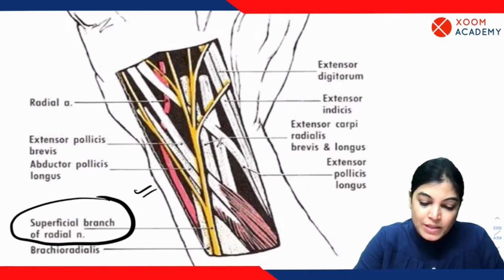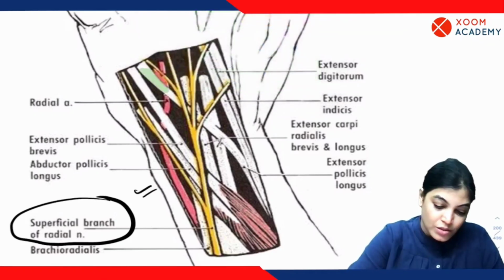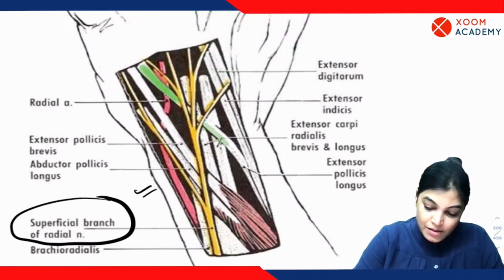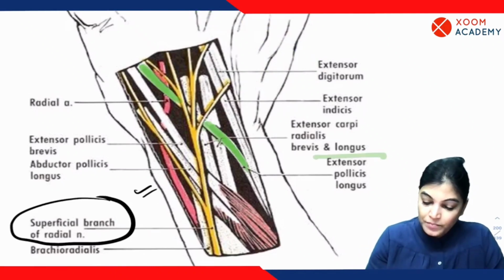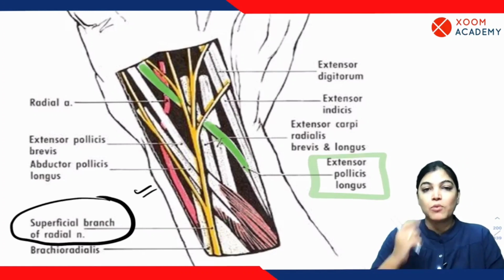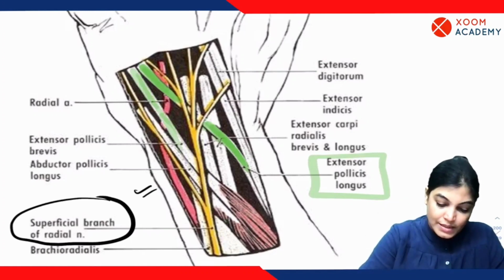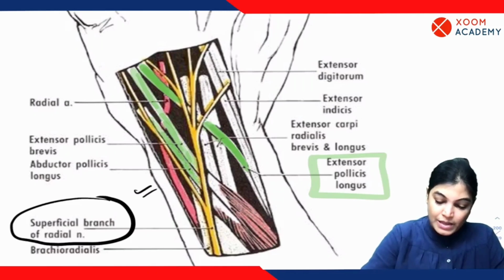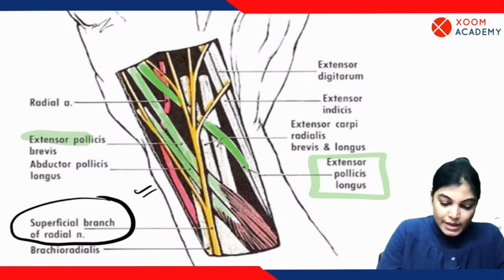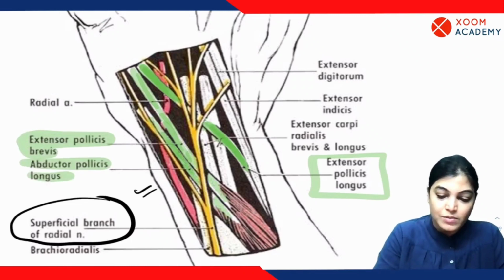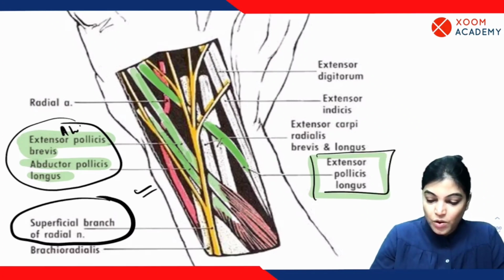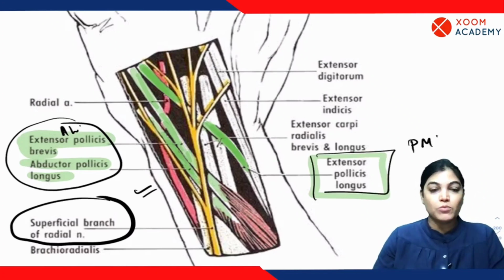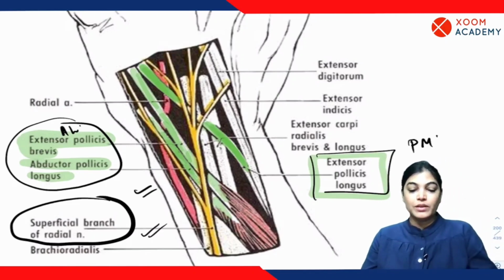You can also appreciate in this diagram the boundaries of the anatomical snuff box. This is the extensor pollicis longus muscle, which forms the posteromedial boundary. Here we can also see the tendons of extensor pollicis brevis and abductor pollicis longus. These two muscles form the anterolateral border, and extensor pollicis longus forms the posteromedial border. Superficially, it is crossed by the superficial branch of the radial nerve.